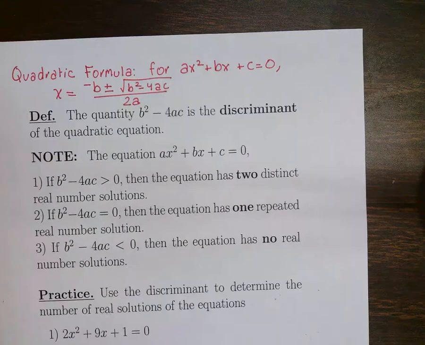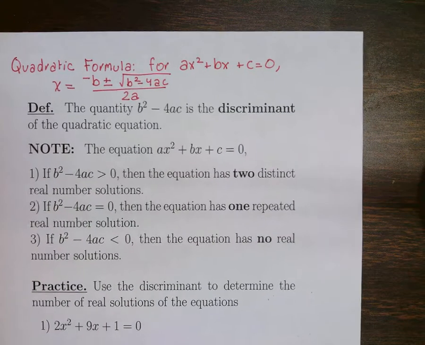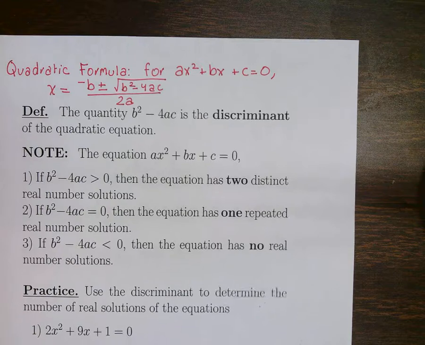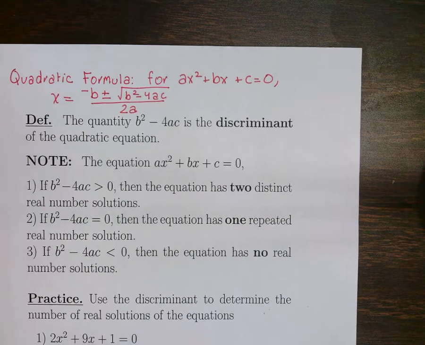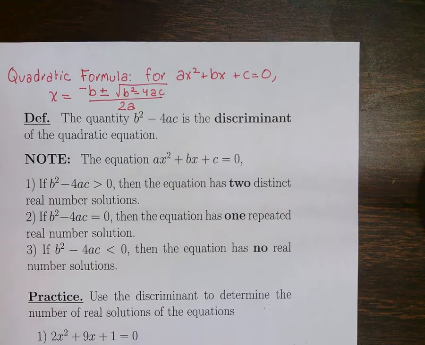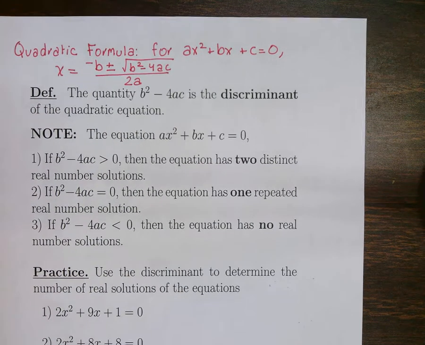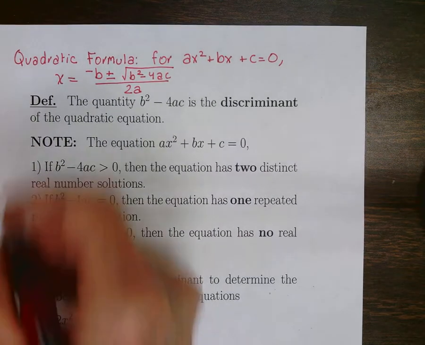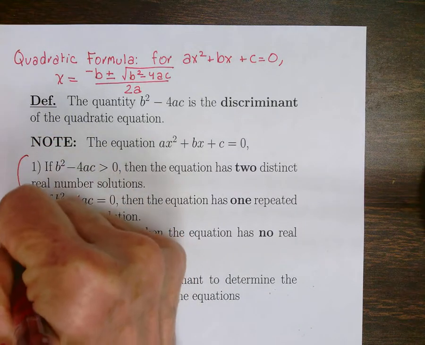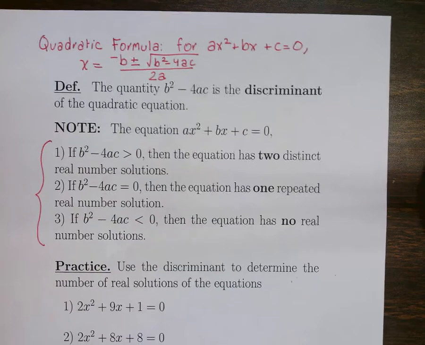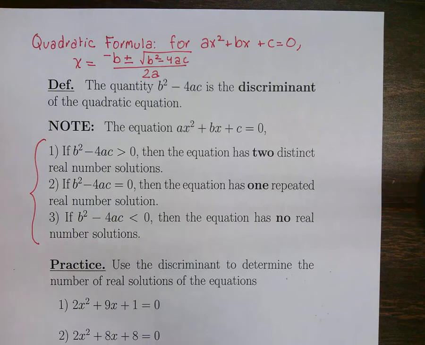With that in mind, we're going to look at just that quantity under the radical, called the discriminant of the quadratic equation. And as we saw in those previous examples, just looking at the discriminant tells us the nature of the solutions to that equation. The discriminant won't tell you the actual solutions, but it will tell you how many there are.